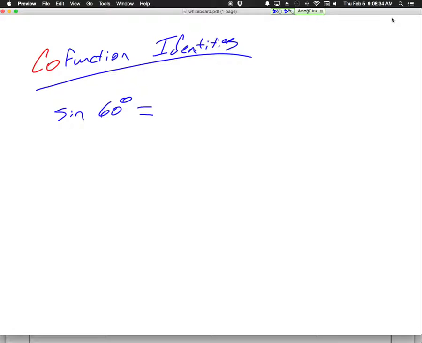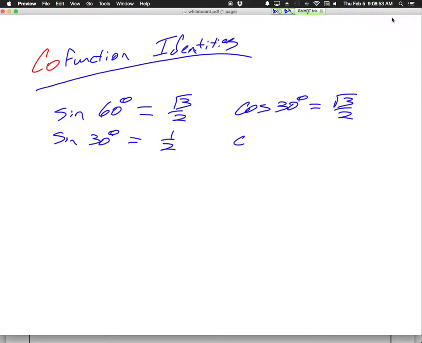All right, what does sine of 60 equal? Square root of 3 over 2. What does cosine of 30 equal? Square root of 3 over 2. What does sine of 30 equal? 1/2. What does cosine of 60 equal? 1/2. What does sine of 45 equal? What does cosine of 45 equal?